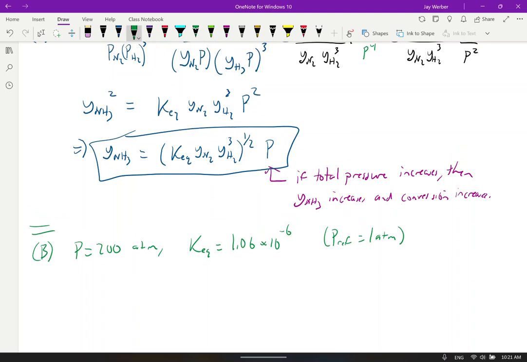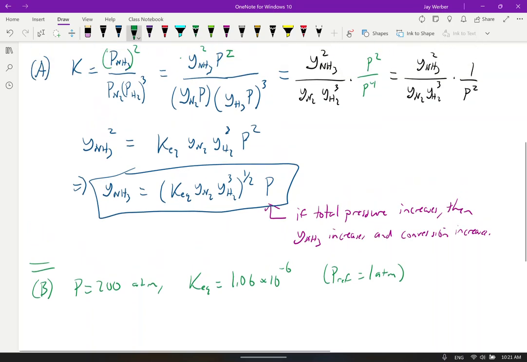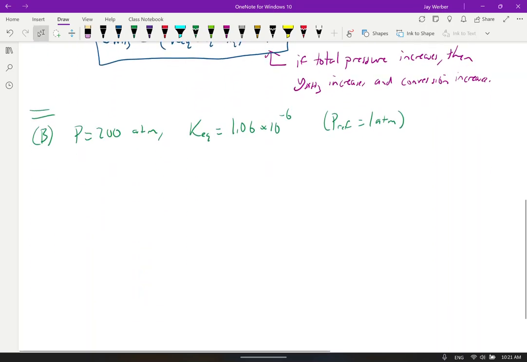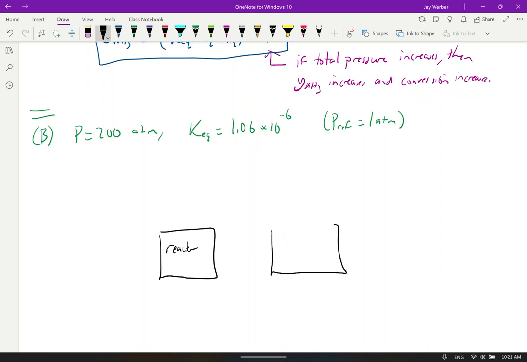And what should we do first? So maybe we should redraw the whole thing and just have our things labeled. So this is our reactor. This is our condenser.